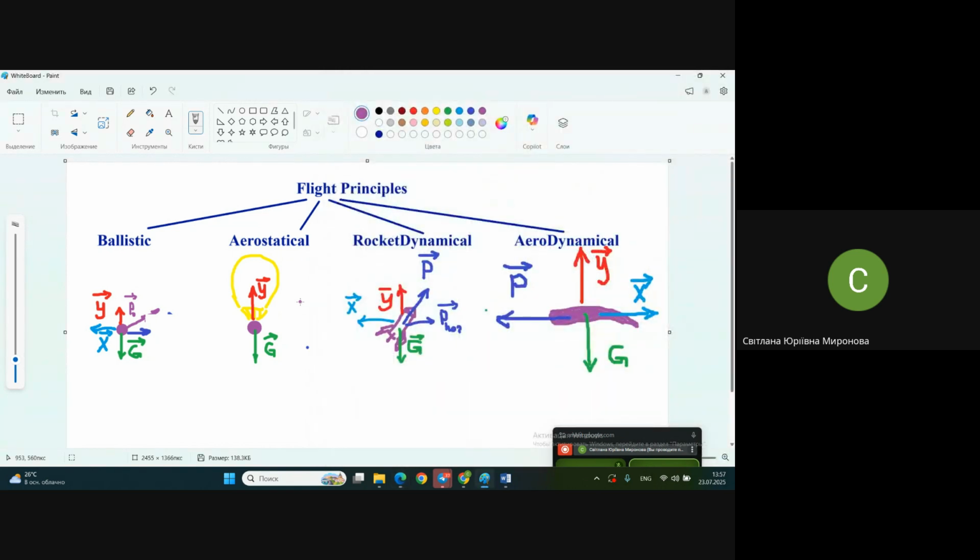The rocket dynamical principle is quite clear and very well known, used for space rockets and for missiles. And the aerodynamical one is maybe the most usable by now and the most applicable in our peaceful life, and not only peaceful, as we have a huge amount of military airplanes all over the world. Maybe the aerodynamical principle is the most usable principle now in all types of aircraft. At this point we finish, to continue next class.